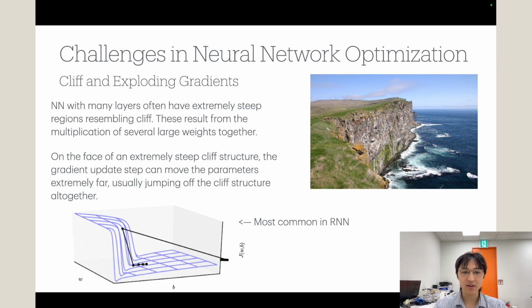So you can see here the graph where, because of multiplication of several large weights and because the neural network has many layers, it will cause a big number, a big cost function, and with that big number, our gradient will jump out of the box, will jump out of the cliff. That's another problem. We call it exploding gradients, when the gradients become very large.